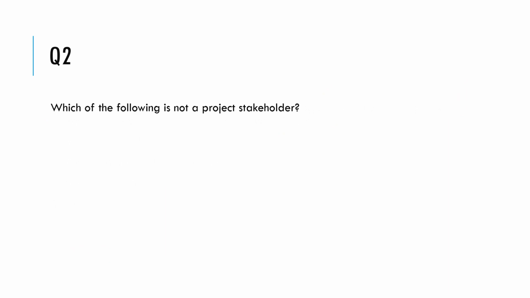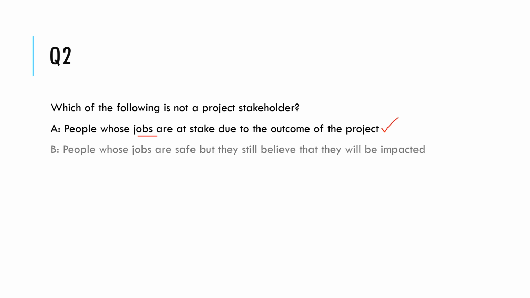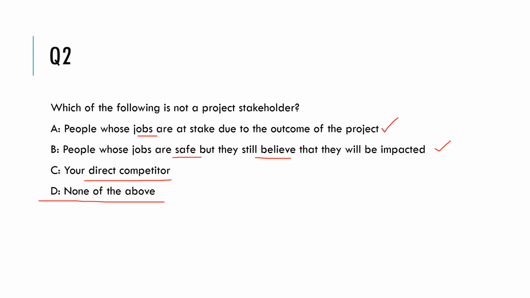Question 2. Which of the following is not a project stakeholder? A. People whose jobs are at stake due to the outcome of the project. B. People whose jobs are safe but they still believe that they will be impacted. Option C. Your direct competitor. And option D. None of the above. So I would like to repeat the question here. Which of the following is not a project stakeholder?